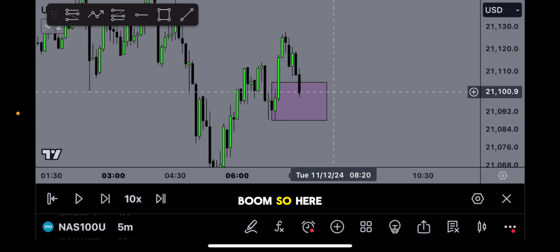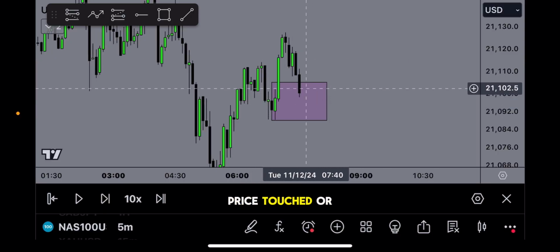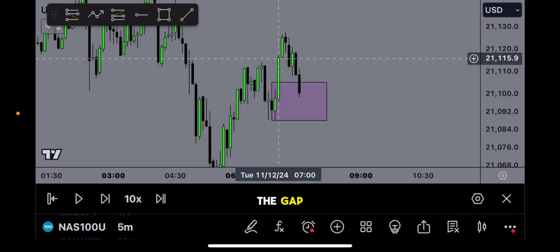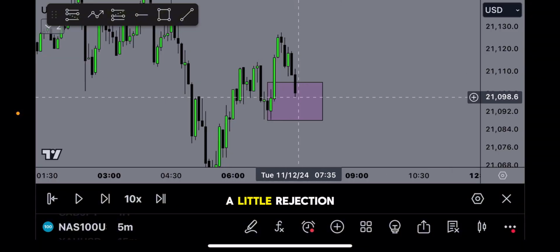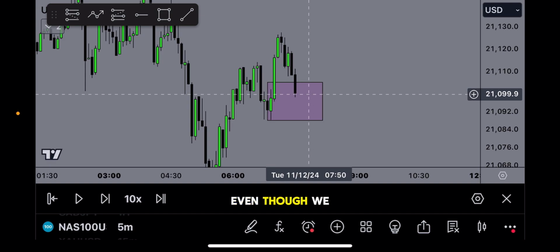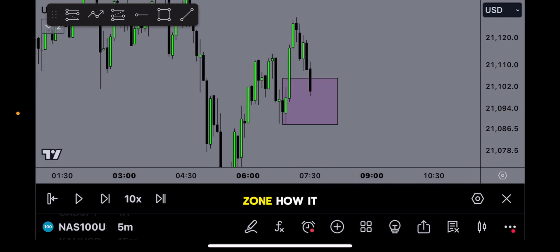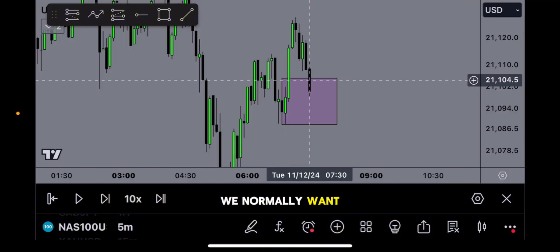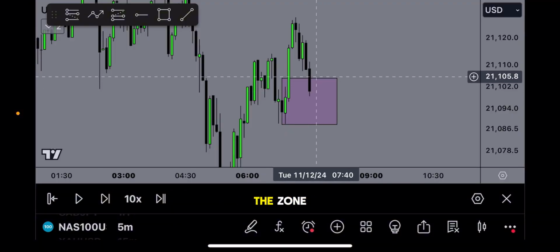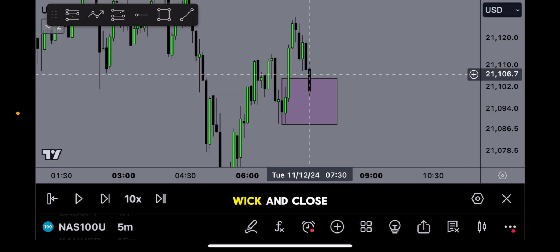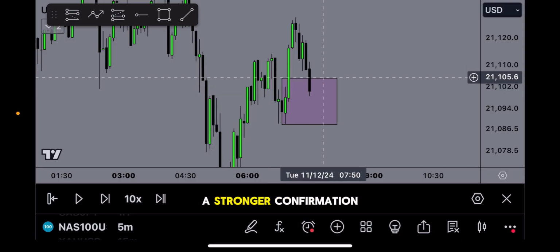Boom. So here, price touched our zone. Price filled in the gap, price touched our zone, and we see a little rejection right here. Even though we normally do not want price closing inside the zone, how it did here, we normally want price to come to the zone and give us a big wick and reject the zone and close above the zone, giving us a stronger confirmation that price does not want to go down.